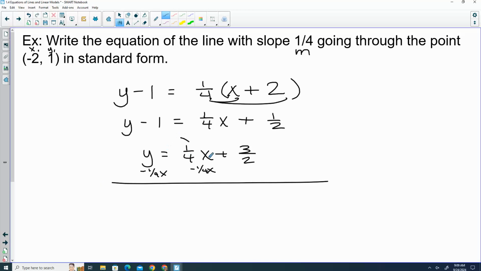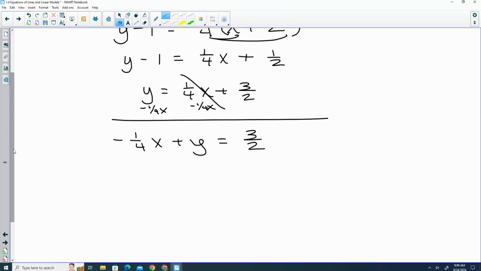They're not like terms, we can't actually combine them. We want Ax, so we need the x to be first. We have negative 1/4 x plus y equals 3/2. So this looks closer. But look back up at the beginning. When I told you about standard form, I said A has to be what kind of number? Positive. So to fix that, we would have to take everything times a negative.